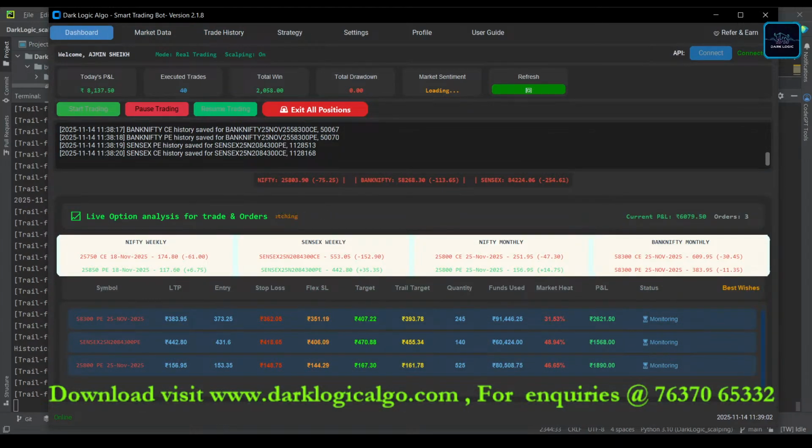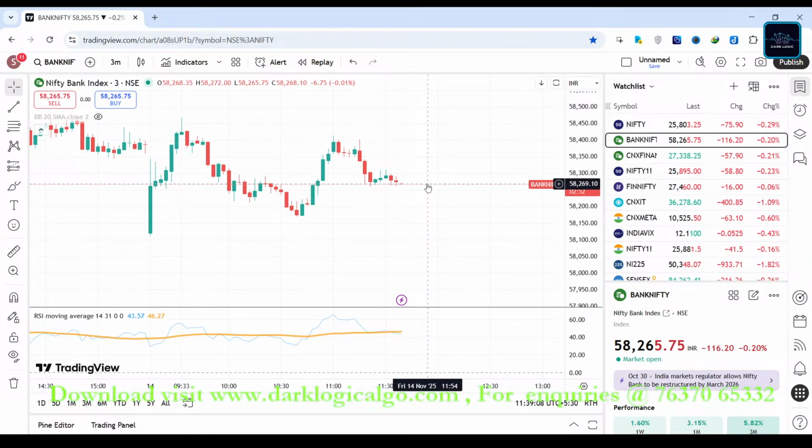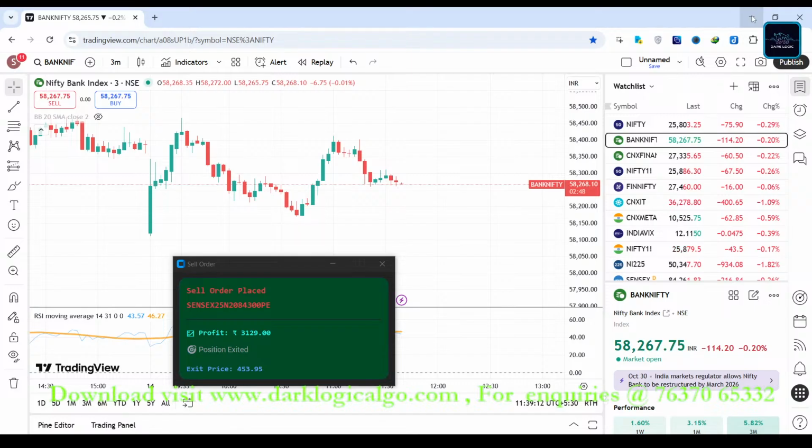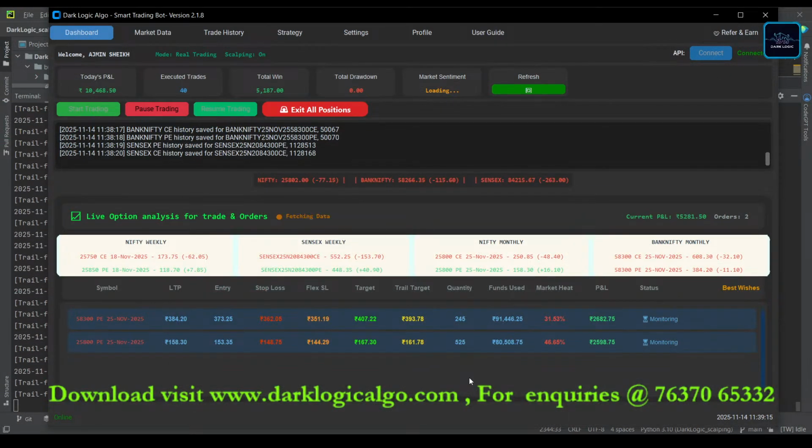See, the market tried to create a retest back, but it is again falling down. We booked profit in Sensex. It is very good. Sometimes you have to trust the bot's analysis. Sometimes it may hit your stop losses, but you have to trust the bot's analysis because the market is so volatile and unpredictable.